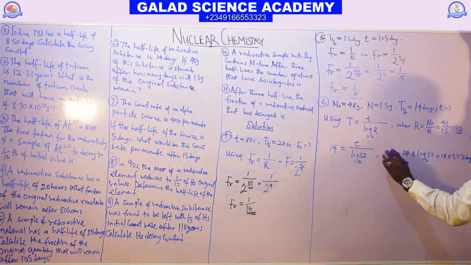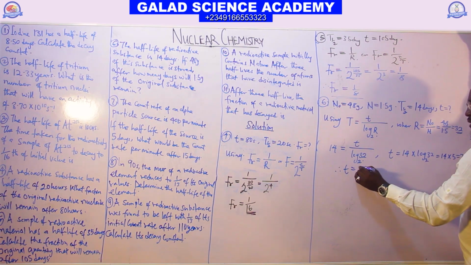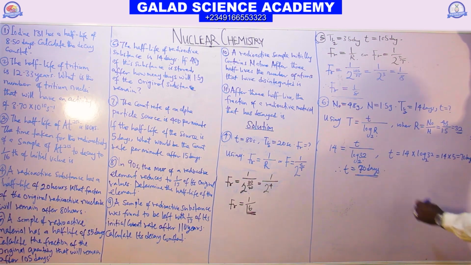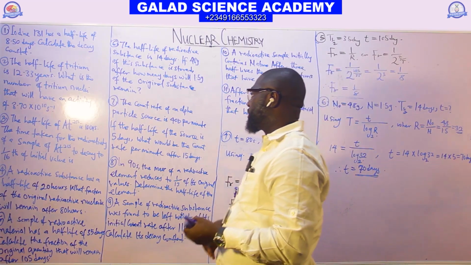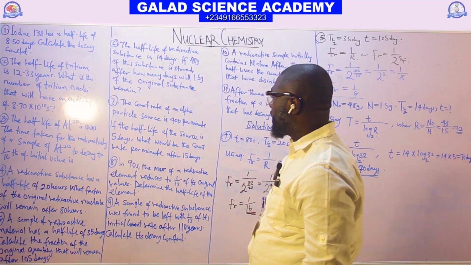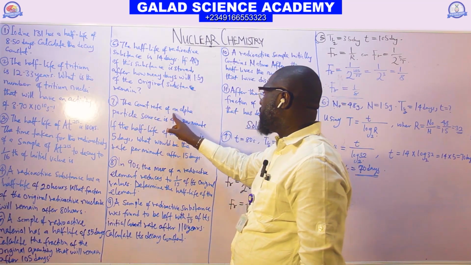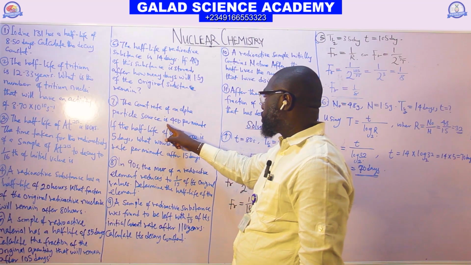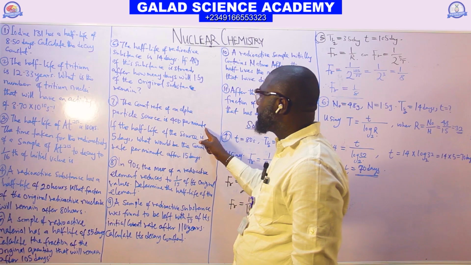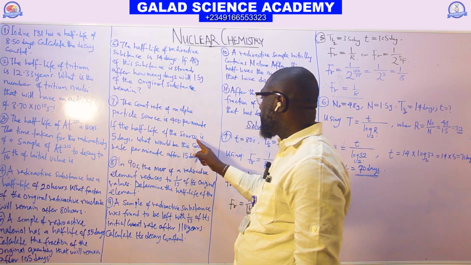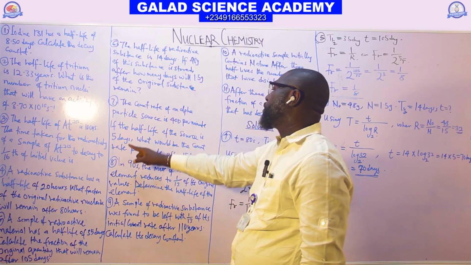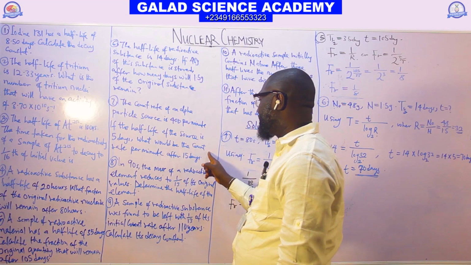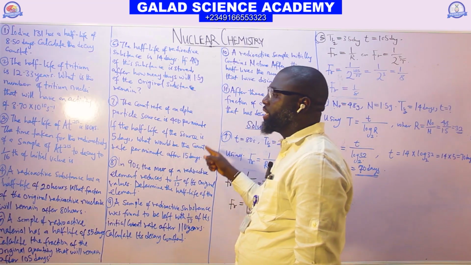Therefore, the t there is 70 days. That should be the final answer for question number 6. And question number 7, you are asked to find the count rate of an alpha particle source of 400 per minute if the half-life of the source is 5 days. What will be the count rate per minute after 15 days?